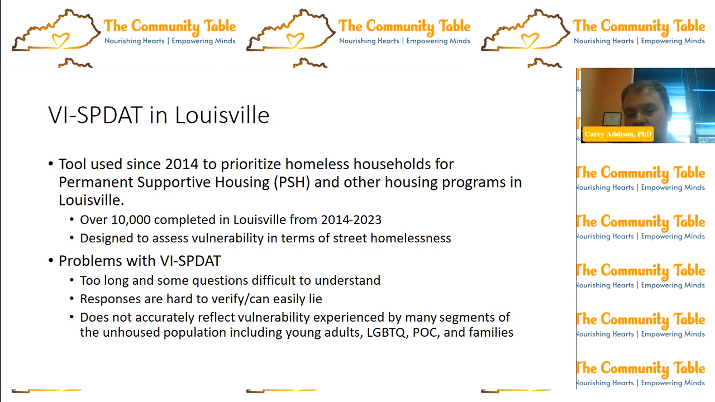As clients got used to the tool, it became very easy for them to manipulate it if they knew what was going on. And also the questions asked don't necessarily reflect the vulnerability of everyone that's unhoused. Populations like youth and young adults, LGBTQ people, people of color and underrepresented communities may not be receiving those higher VI-SPDAT scores that are likely to make them a higher priority for housing.